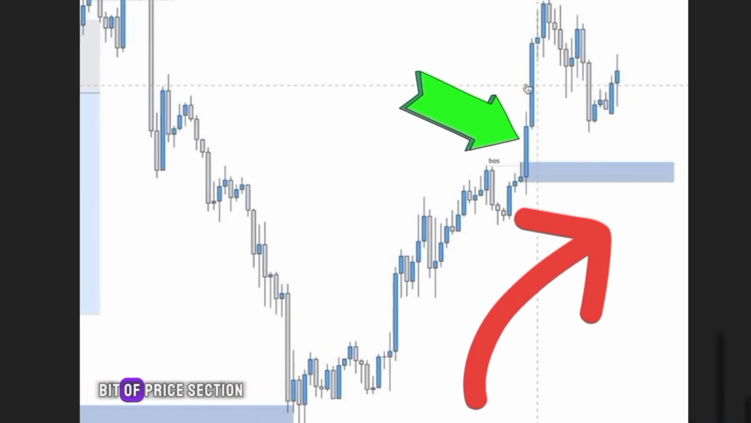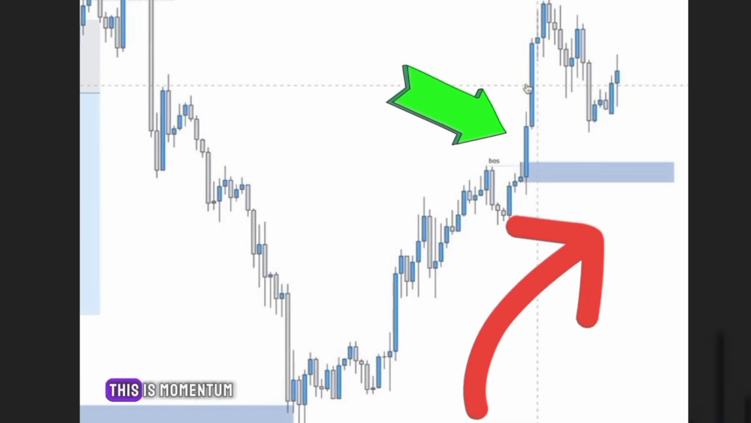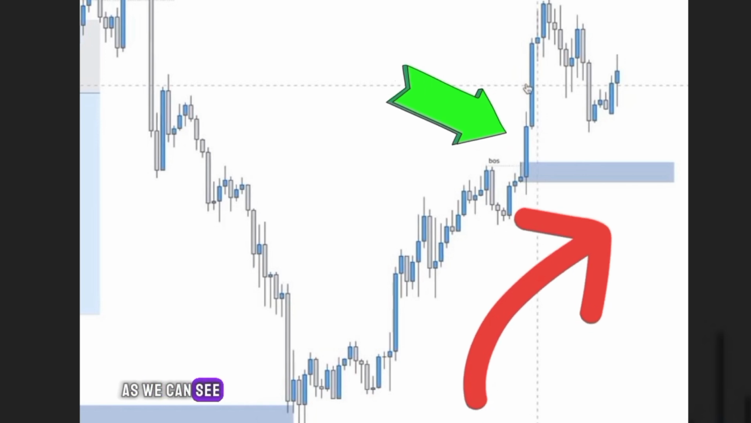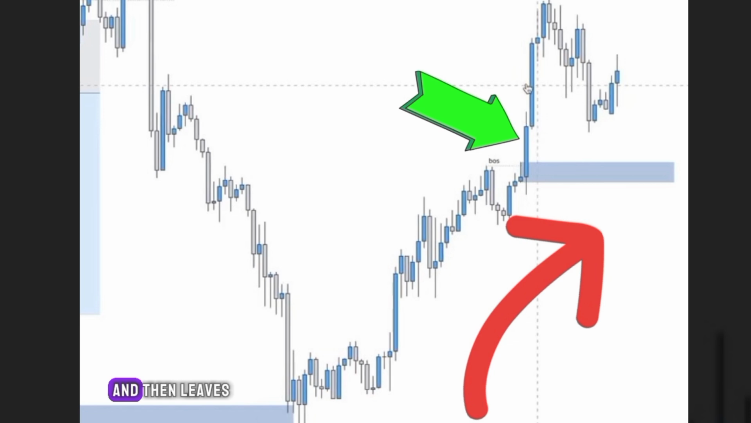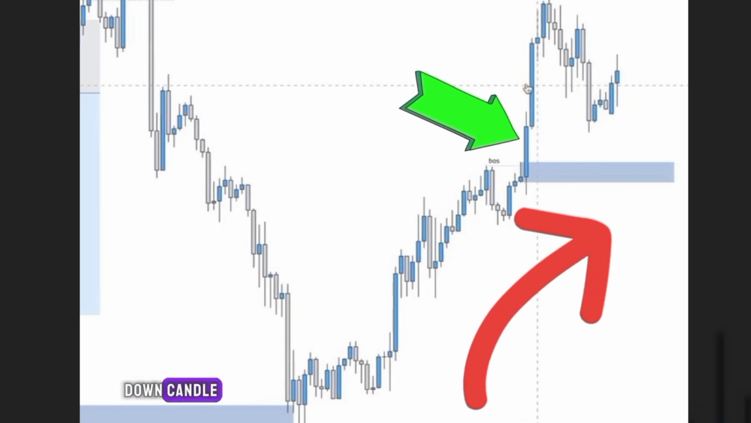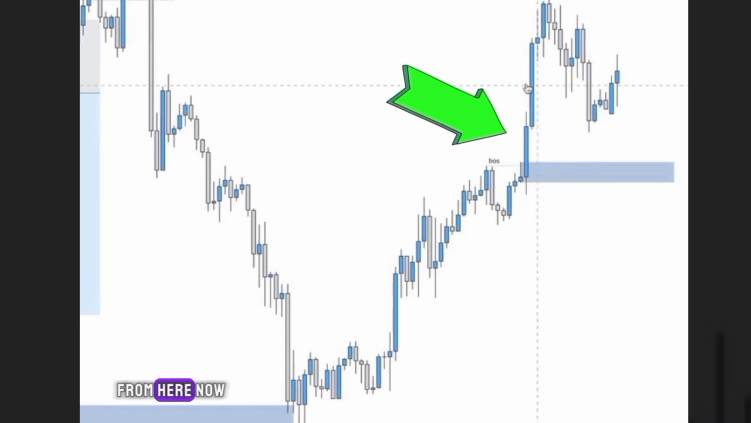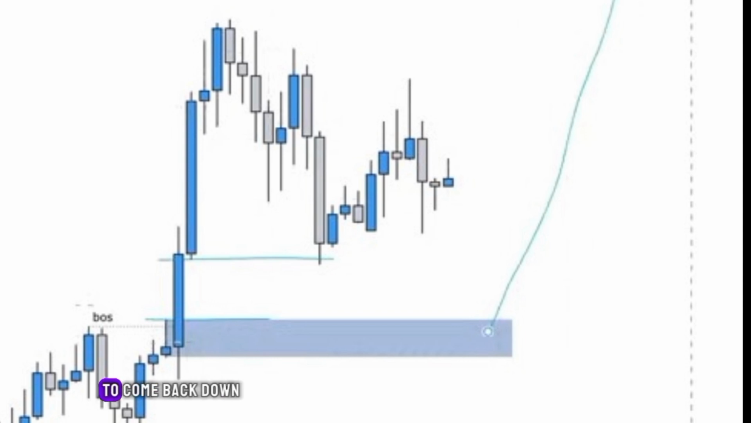Now price continues up and we have a bit of correction, but then we see some heavy momentum. If we just take this bit of price section, what we can see is this is momentum, which BOS, so we can note that it has broken that structure there. And then it leaves behind the last down candle, but then we can take the candle before the momentum, which is here. So we can look to get long from here.